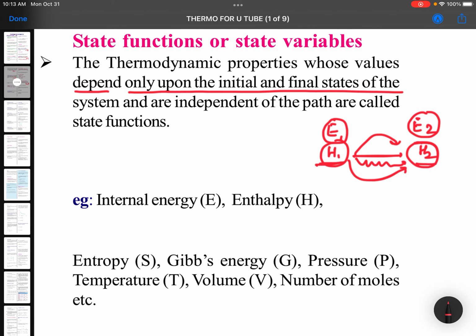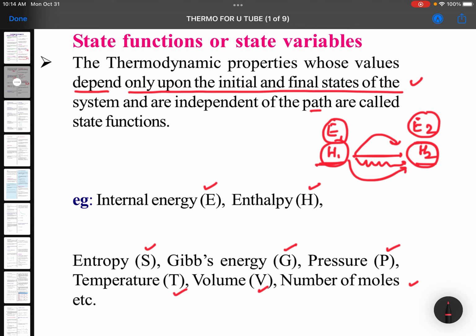The thermodynamic properties whose values depend only on the initial and final states of the system and are independent of the path are called state functions. If they depend on the path, they are called path functions. We'll go for that. See these examples: E, internal energy; H, enthalpy; S, entropy; G, Gibbs energy; and pressure, volume, temperature, number of moles, all of which we take in the gaseous state. These are measurable properties, and all of them depend only on the initial and final states.